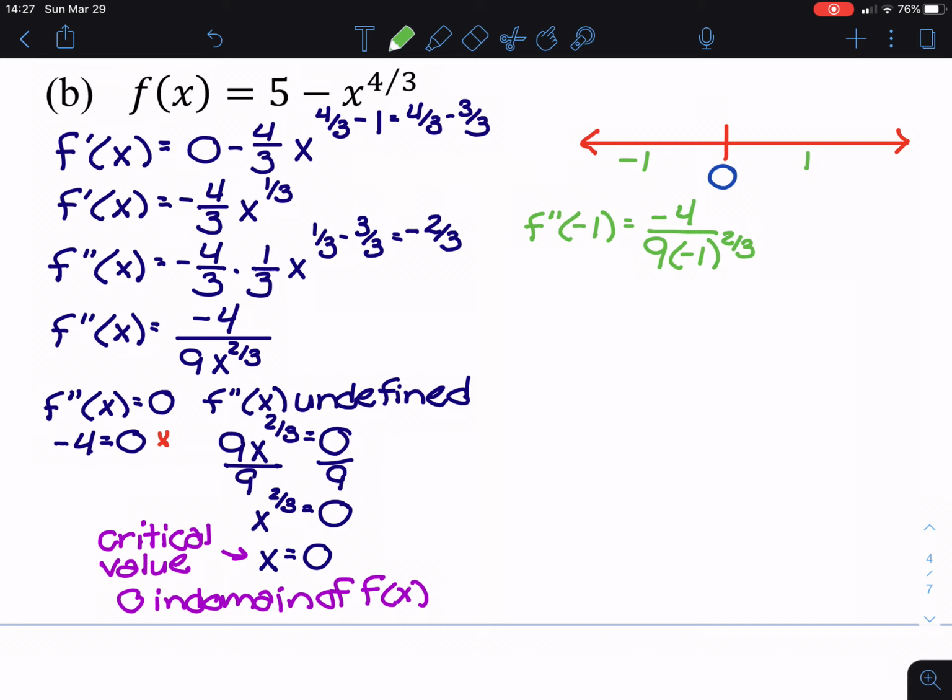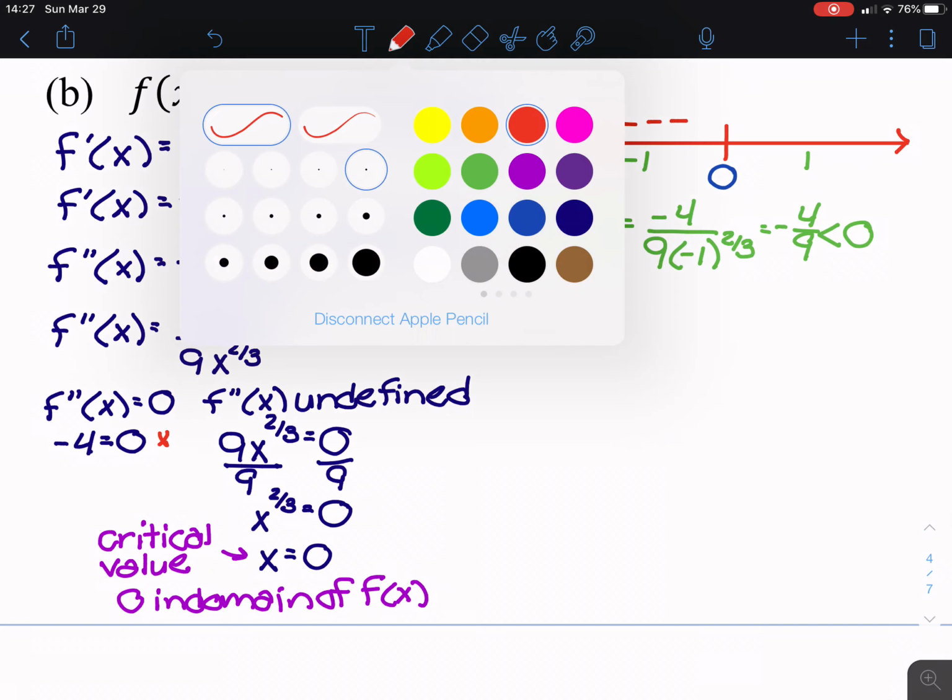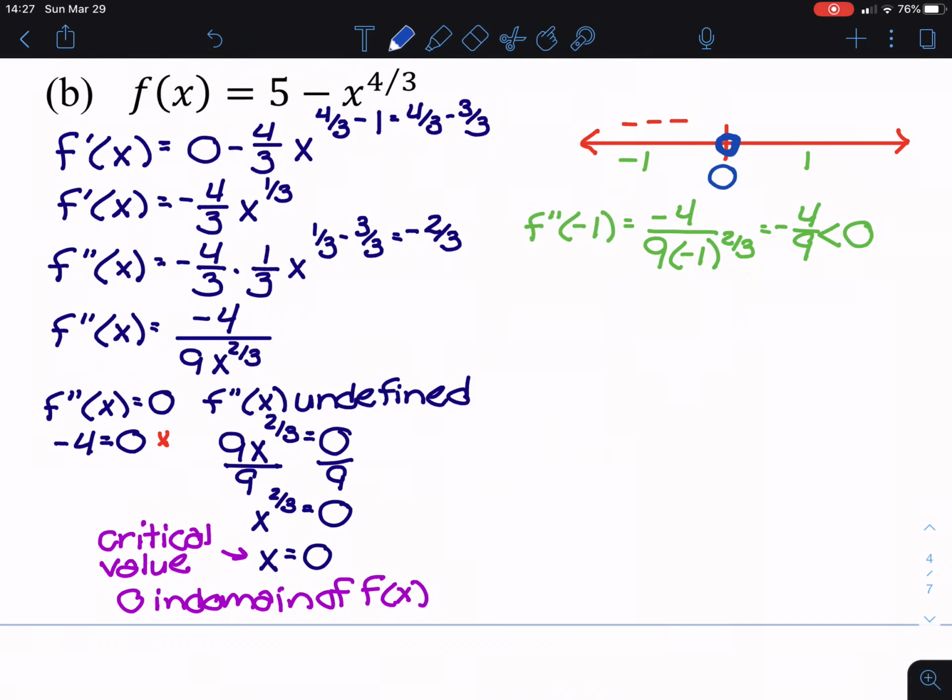Okay. Well, when I take negative 1 and I square it, that becomes a positive 1. And I take the cube root, that's going to be a positive 1 as well. So this is going to be equal to -4/9. That is less than 0. So I am concave down on the left side of my critical value here. Oh, and I just realized I forgot to fill in the circle on my critical value. There we go. That's better.